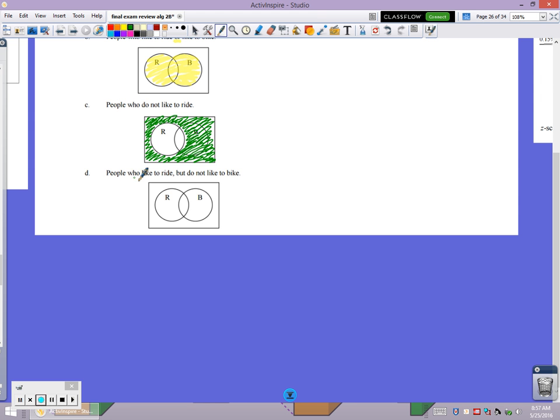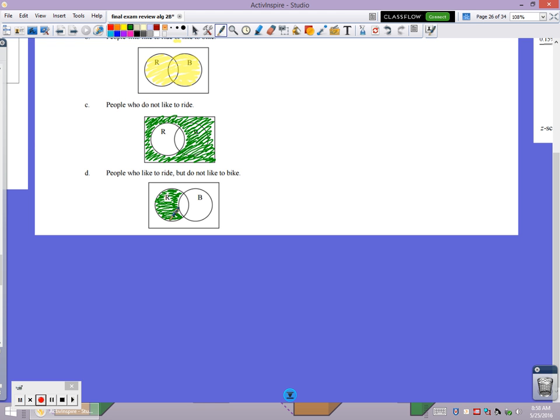Okay, people who like to ride, so I'm thinking inside the circle, but do not like to bike. So I have to be outside of this, but inside of this. Okay, so I have to stay outside of the biking. You don't like biking, but you like to ride.